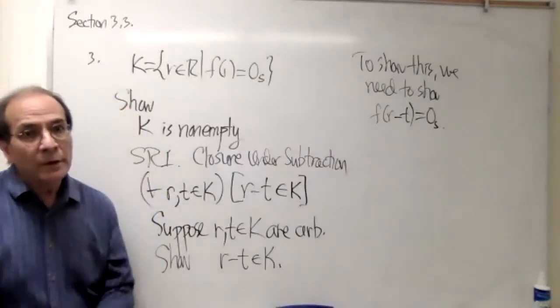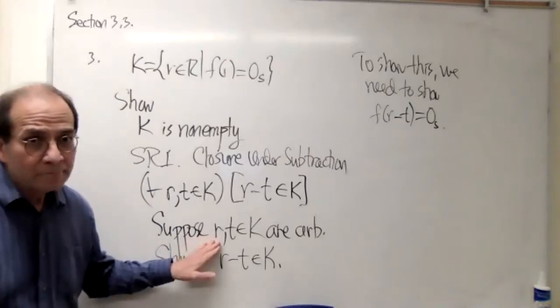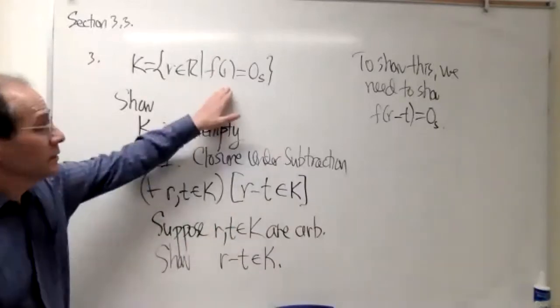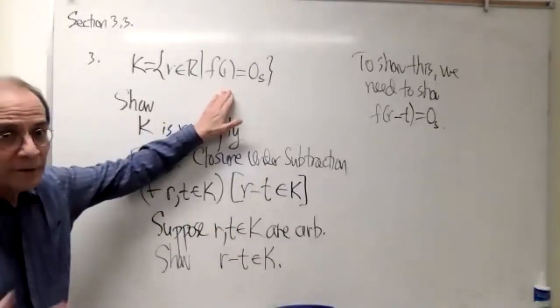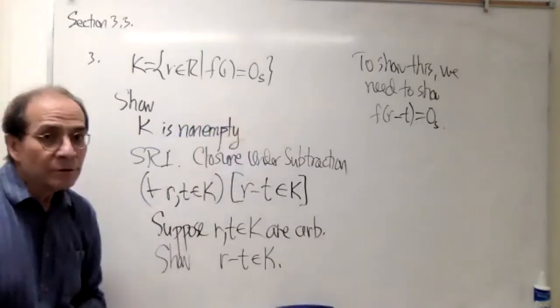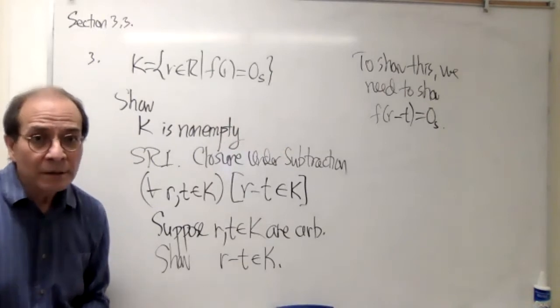Okay, and so now the hypothesis is that R belongs to K and T belongs to K. So both of those elements are going to satisfy this condition. So f of R is going to be 0 and f of T is going to be 0. And then you can use the fact that f is a homomorphism to show that f of R minus T is going to be 0.